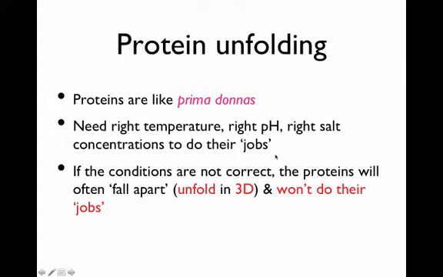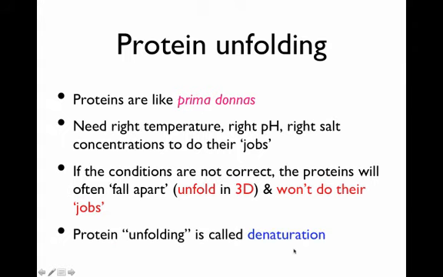This unfolding of proteins in 3 dimensions has a formal name. It's called denaturation. So denaturation basically means when a protein unfolds from its normal functional 3-dimensional shape. And denaturation comes from the fact that de kind of means away from, and denaturation means moving the protein away from its natural state, moving it into a state where it's not folded up properly.